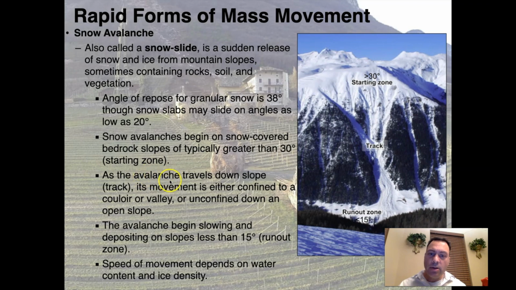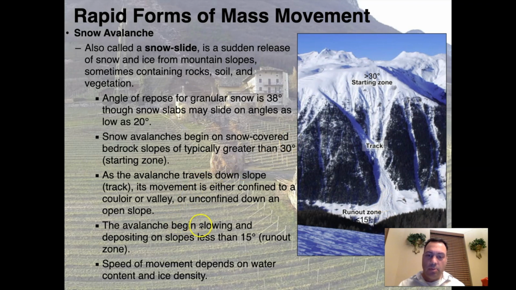As the avalanche travels downslope from the starting zone, an area of greater than 30 degrees, it'll come down the track. So here we see a track. Here's a couloir right here, in fact. Its movement is either confined to a couloir or valley, or unconfined down an open slope. So this is where it's confined. It's coming down a couloir. These are little couloirs right in here, but there's the main one coming down here. And it runs all the way down to the bottom.